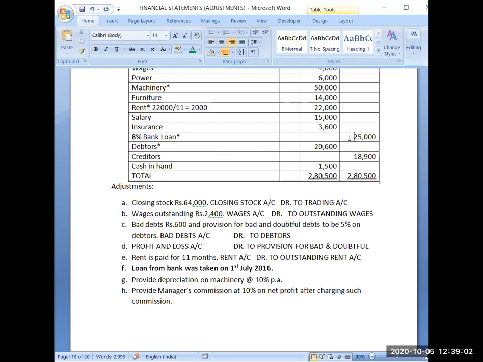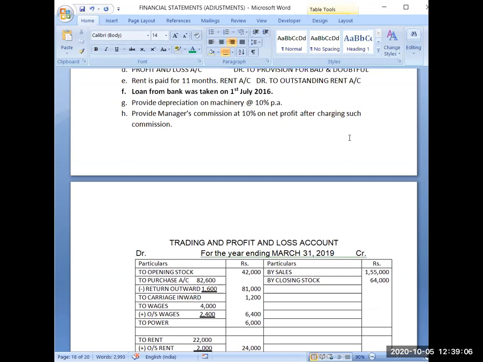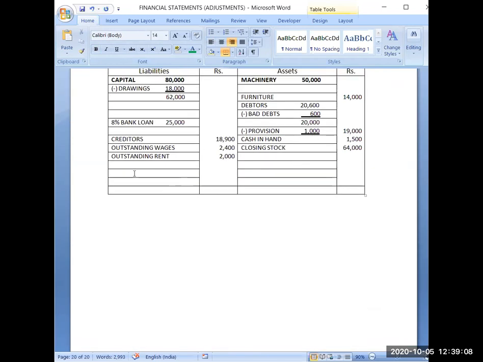Now the loan amount is 25,000. So first I will calculate the interest. I will show you here the working note. This is a part of your working note. Rent is also a part of the working note. Bad debts provision is also a part of your working note.